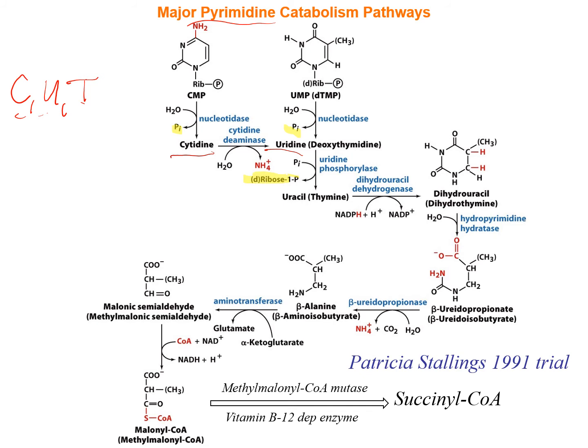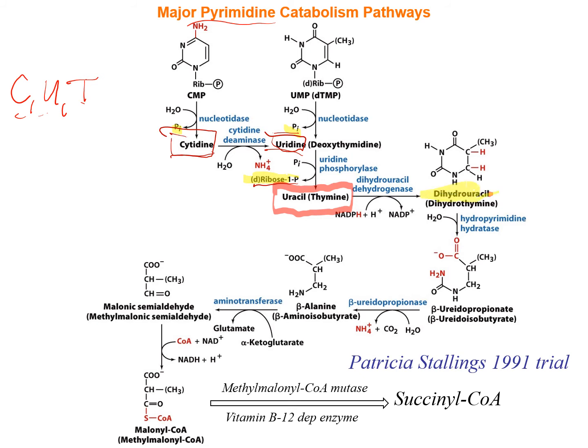The actual nitrogenous base by itself is uracil, which can be generated from cytidine, or which can be generated from uridine. Once again, we remove the phosphate first, and then we remove the ribose 1-phosphate, or we remove the ribose and the phosphate to liberate the free nitrogenous base. It's this uracil that can get converted to dihydrouracil.